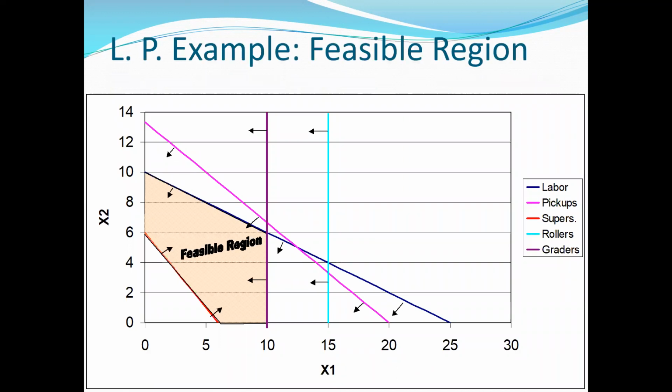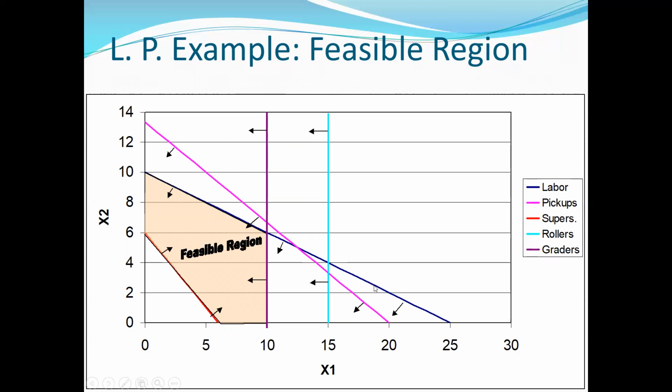Okay, so now what we do is we figure out what is the feasible region for this linear programming problem. Again, we are not going to do this for every problem. This is just for demonstration purposes. What I'm showing you is each of these constraints drawn in. For labor, it's the blue line. So if you look at the equation of the blue line, it's 6x1 plus 15x2 less than or equal to 150. Okay, so that's this equation, this blue line.